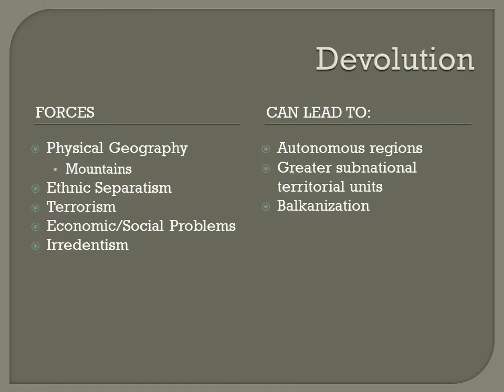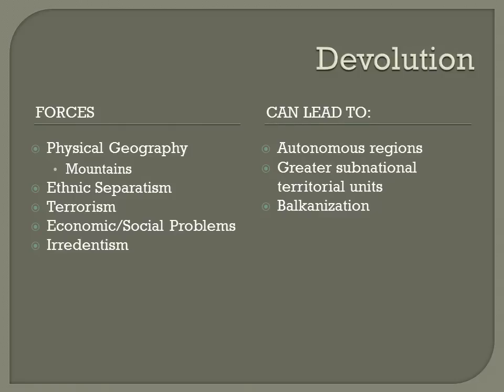And so we can actually see a lot of different forces that can lead to devolution, and then what happens as a result of that devolution. All right. So some of these forces, as far as physical geography goes, mountainous regions, just as an example, can lead to devolution. The Balkans, the Caucasus, as examples, and because of that, there's been greater autonomy granted. Ethnic separatism in Canada, the Quebecois; in Czechoslovakia, the Czechs and Slovaks. This is something that led to devolution.